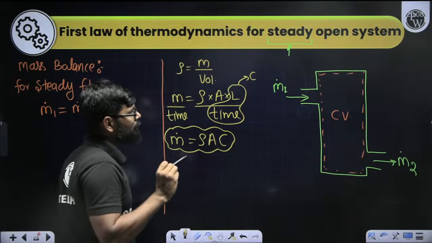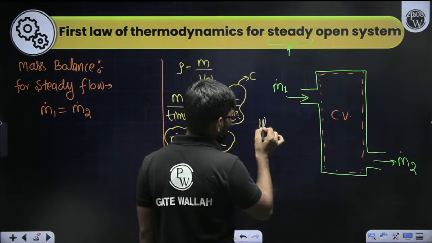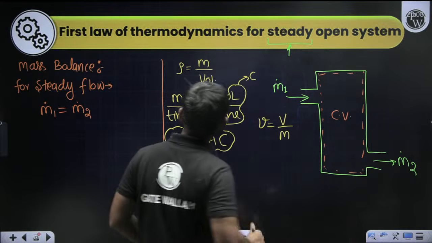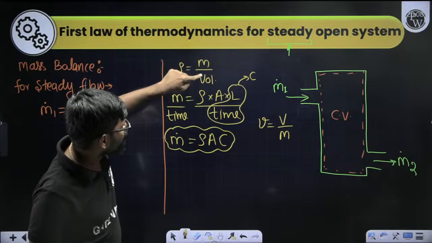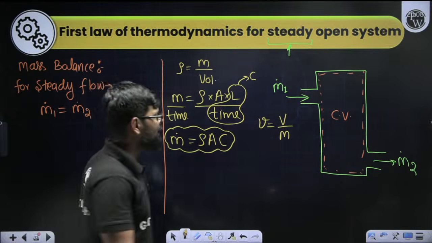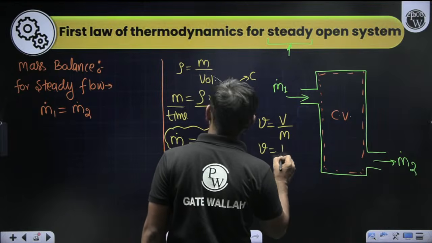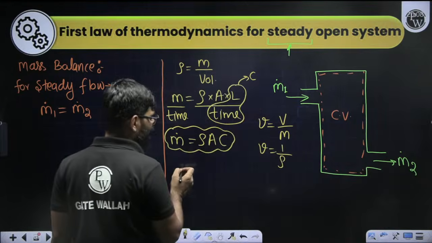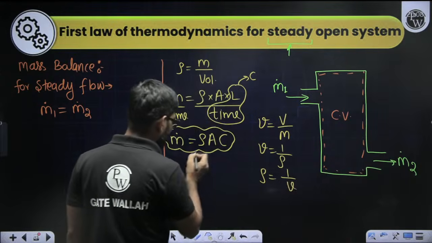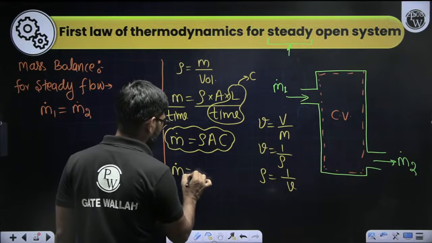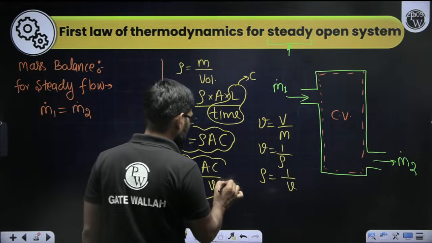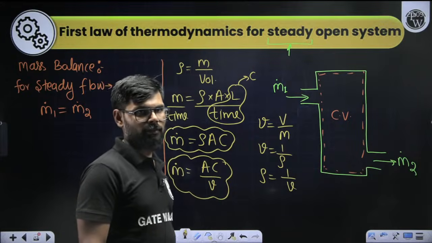One more fact I would like to share here. What is specific volume? Specific volume is volume per unit mass, whereas rho is mass per unit volume. So we can write v is equal to 1 by rho, or rho is equal to 1 by v. Then m dot can also be written as A c by v. This is the general case.